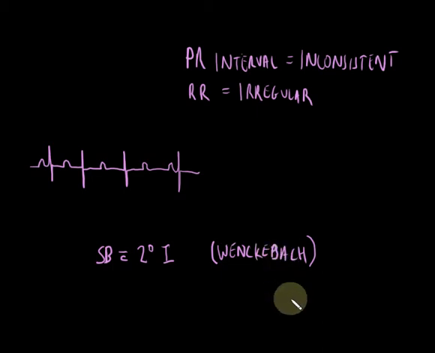So Wenckebach is just a fancy way of saying second degree type 1 AV block. Second degree type 1 and Wenckebach are synonymous with one another. There's actually another classification system. The gentleman that came up with that is called Mobitz. So you can call this a Mobitz 1, and then the second degree type 2 is a Mobitz 2. I haven't heard that term much at all out in the field.